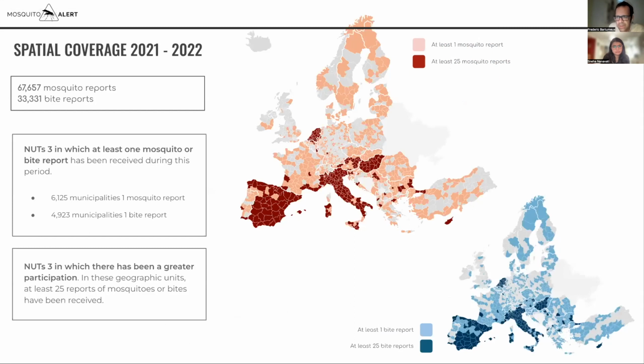A bit of statistics. We are still not at big data scales. This is rich data. We are talking about hundreds or tens of thousands of reports. But the spatial coverage is starting to be nice. The more we go, the more data we have, and there's nothing but growth in this system.